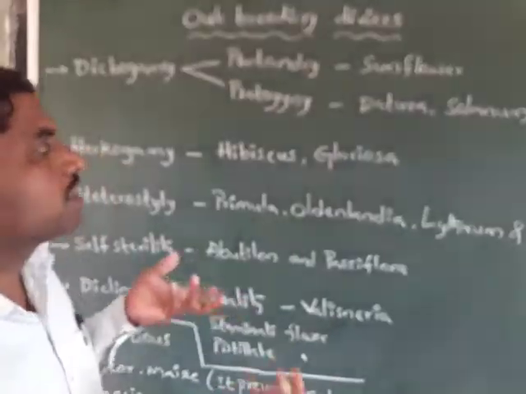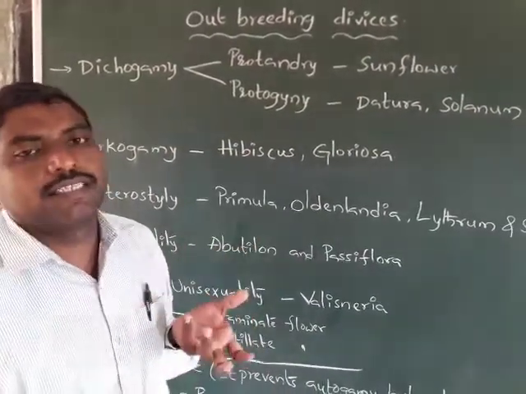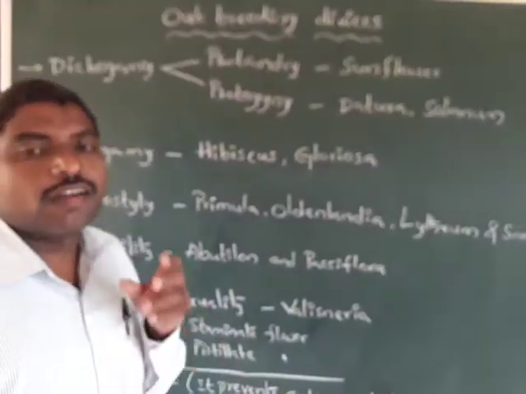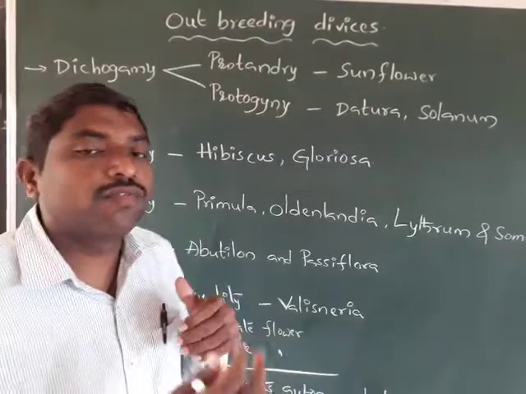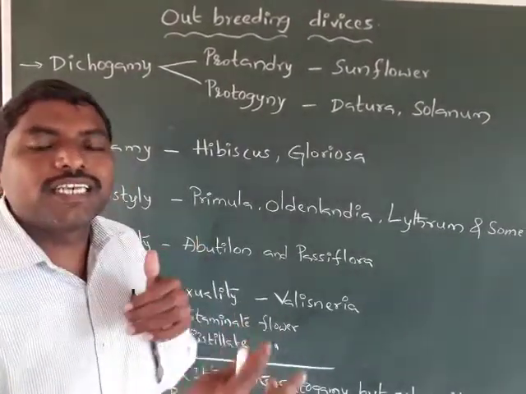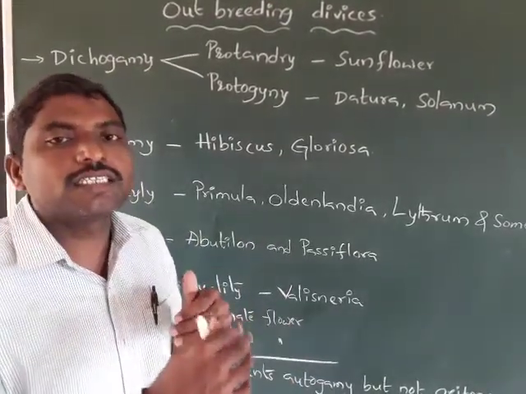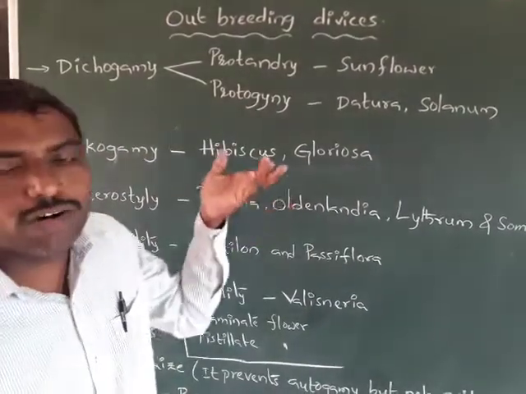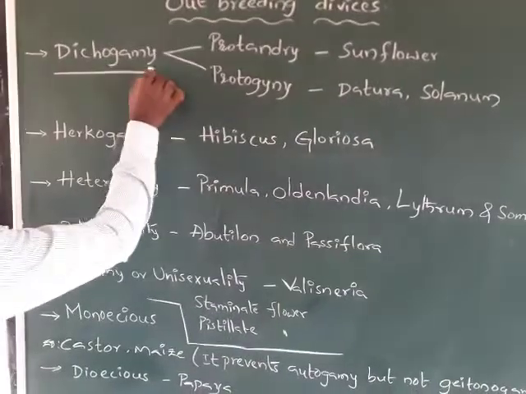So flowers or plants may have different types of devices, adaptations or contrivances for cross pollination, which means they encourage cross pollination and discourage self pollination. We have to see some outbreeding devices. First one, dichogamy.